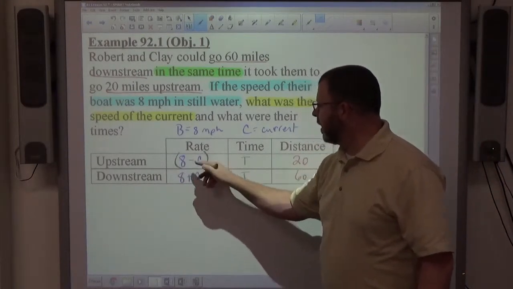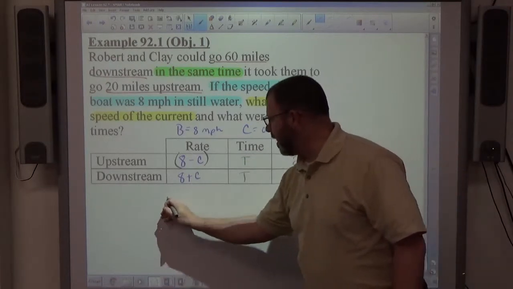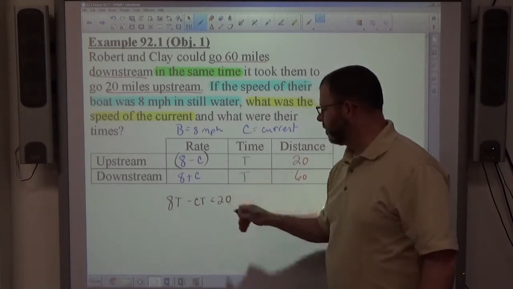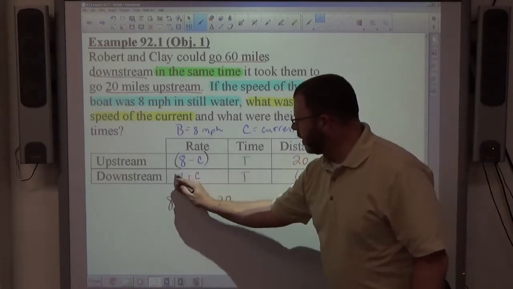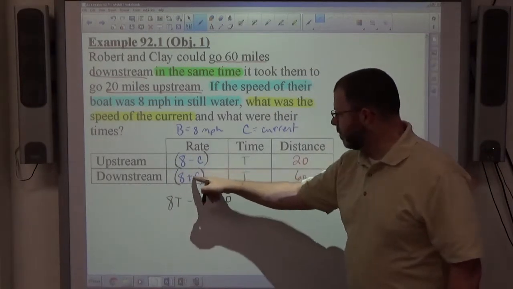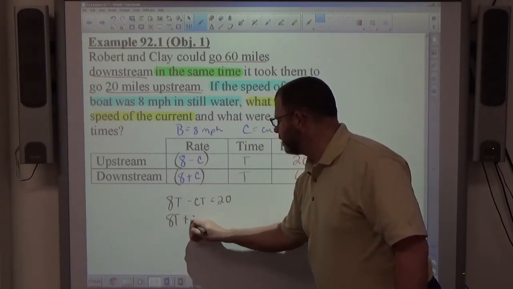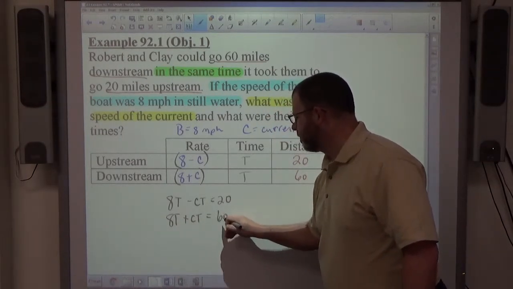8 minus c is the rate times time equals 20, so that's 8t minus ct is equal to 20. Rate times time equals distance for this one also. 8 plus c times t equals 60, so 8t plus ct is equal to 60.